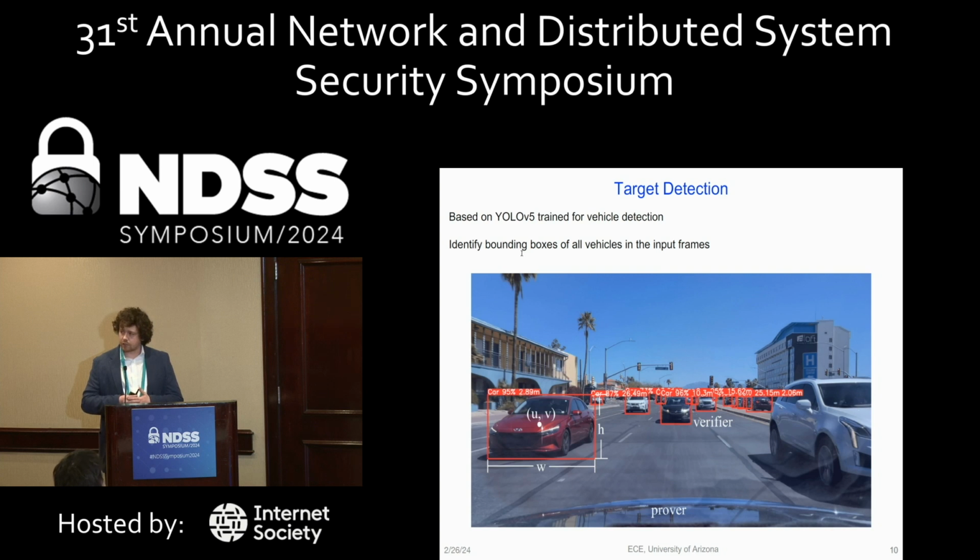After we've successfully identified the common field of view, we can utilize target detection, and we personally chose an off-the-shelf machine learning or deep learning algorithm, YOLO V5, to determine all the vehicles in the image, and we kept track of their center bounding boxes, their width, their height, their class information.